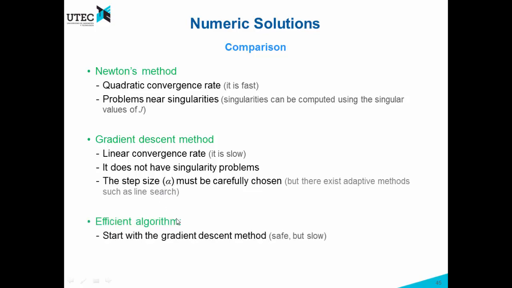An efficient algorithm consists in first starting with the gradient descent method because it's safe but it's slow, and then switching to Newton's method because it is not too safe close to singularities, but it is fast.